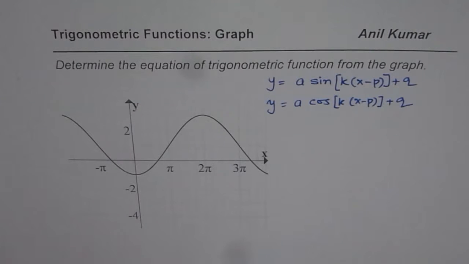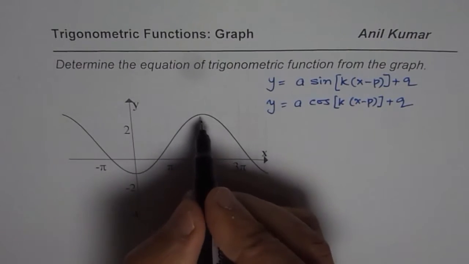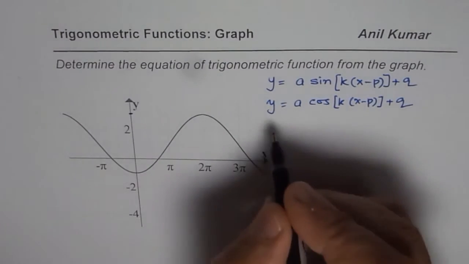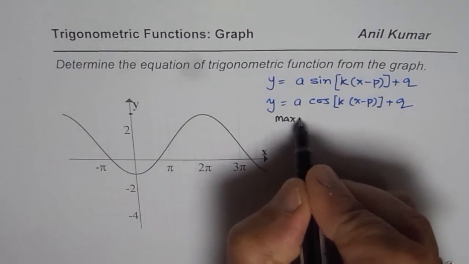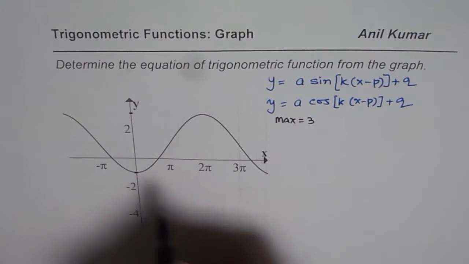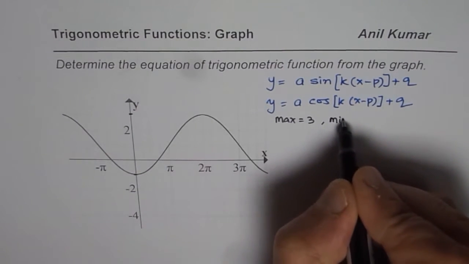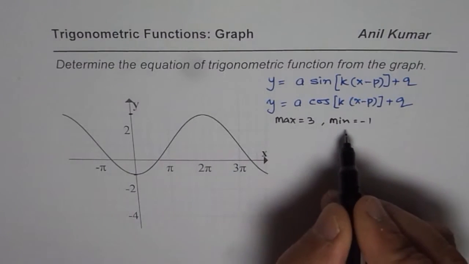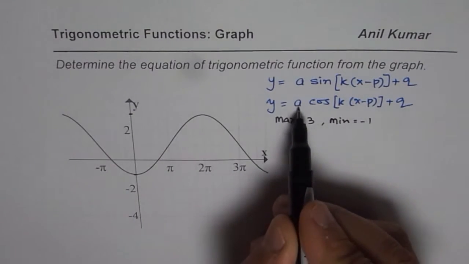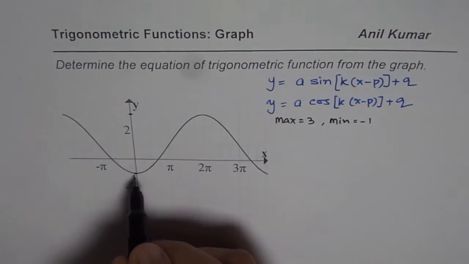Now to get the equation, the steps are, first find the maximum. So we have a maximum of 3, so write that down. Maximum is 3, minimum is minus 1. From maximum and minimum you can get the value of a and q, and then we look for the time period, right?